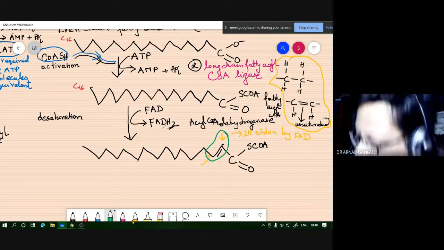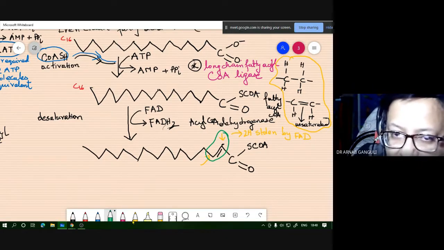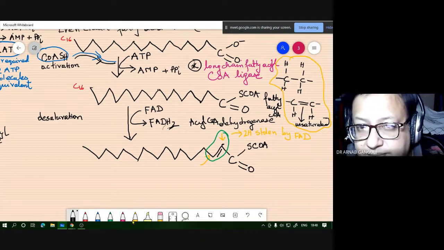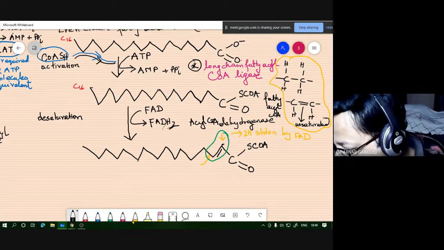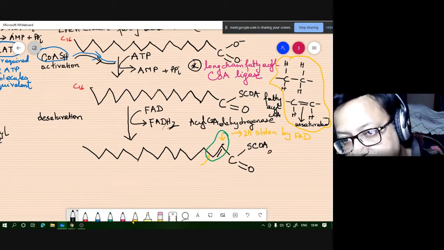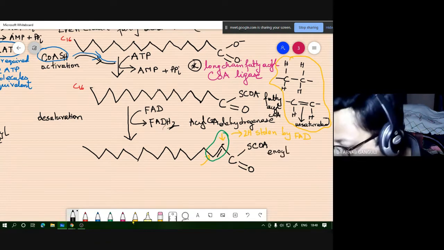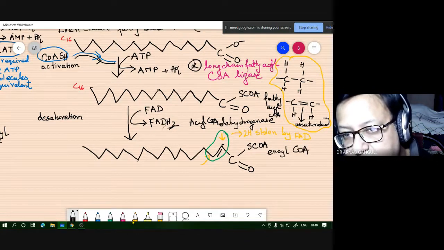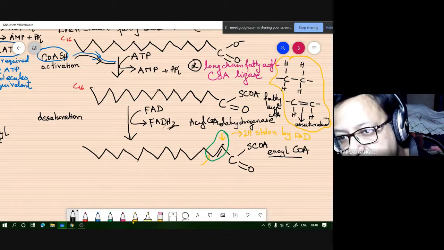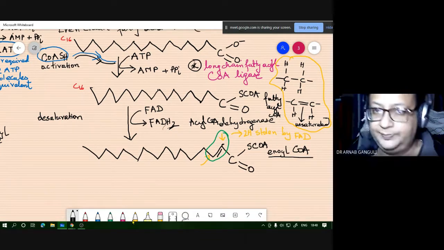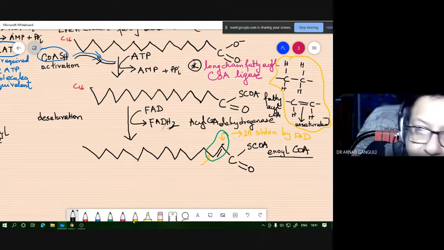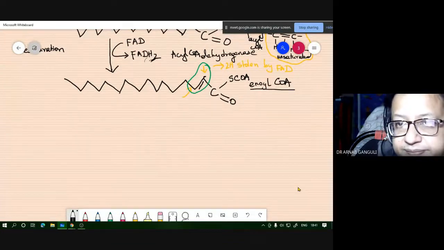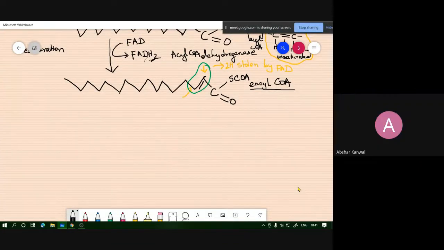So an unsaturation results. Because of this double bond, this sort of compound is known as enoyl CoA. Clear? This step is clear? Yes, sir. Okay.